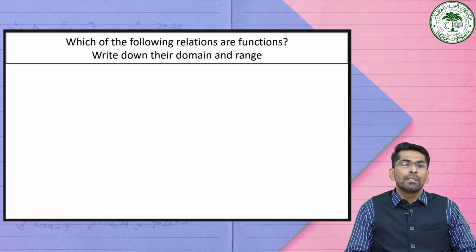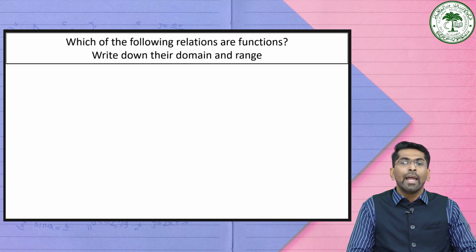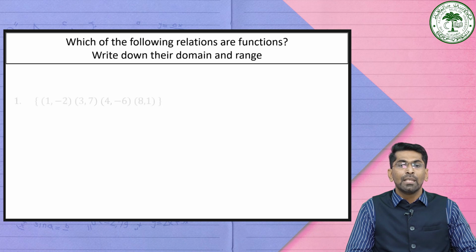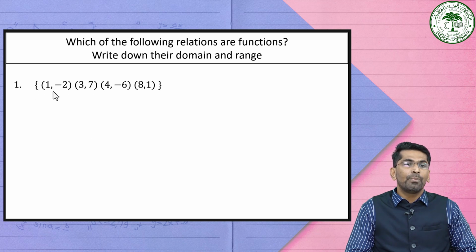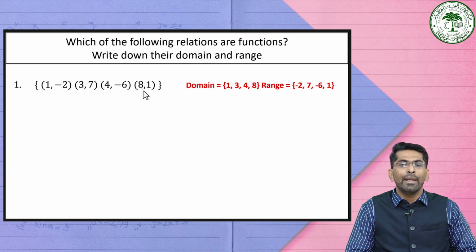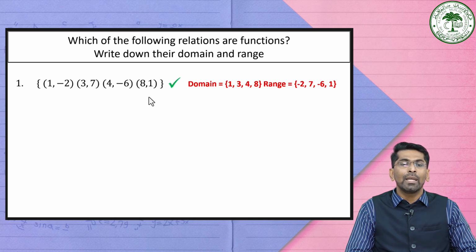Now we have a question: which of the following relations are functions, and write down their domain and range. See, the first one, we have a set of pairs given: (1, -2), (3, 7), (4, -6), (8, 1). Is it a function or a relation? Here the domain is the first elements 1, 3, 4, 8, and the range is -2, 7, -6, 1. We can say that this is a function because none of the domain elements are excluded or repeated, so it is considered a function.